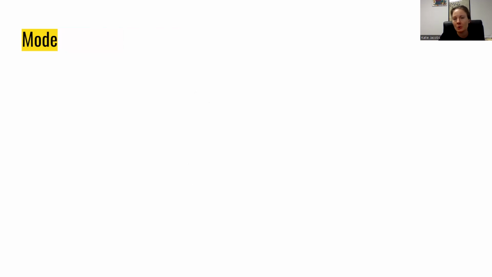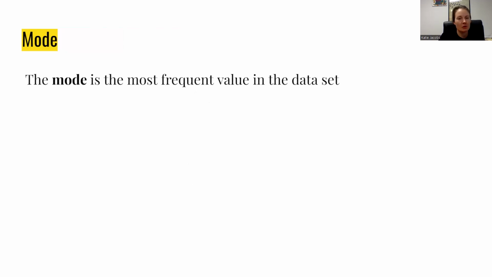So we also have our mode. The mode is just the most frequent value in our data set. Our symbol for mode is capital M, lowercase o, and they're both italicized. So go ahead and put that onto your symbol sheet right now.